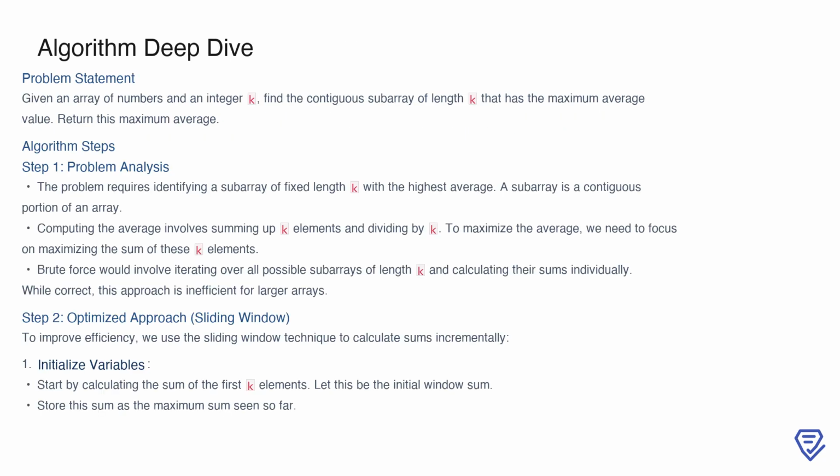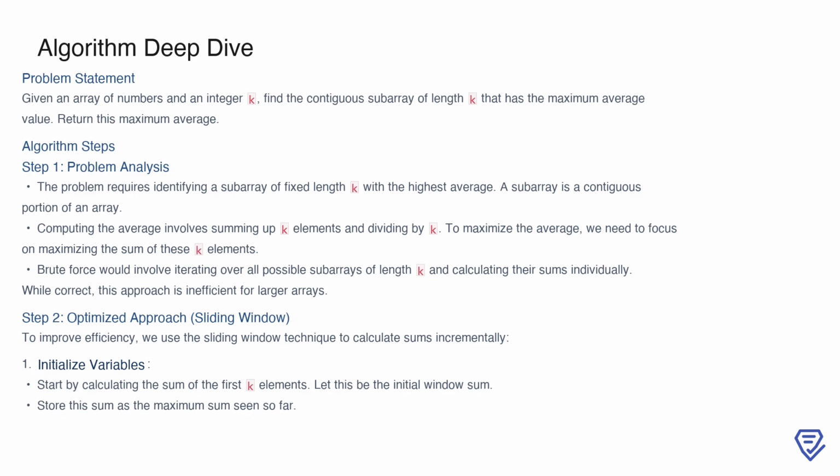The goal of this problem is to find the contiguous subarray of length k that has the highest average value. To do this, we need to focus on maximizing the sum of the elements in the subarray, since dividing by k is constant for all subarrays of the same length. A brute force approach would involve checking every possible subarray of length k, calculating their sums, and determining the maximum. However, this approach becomes computationally expensive as the array size increases. Instead, we can use the sliding window technique to optimize the process.